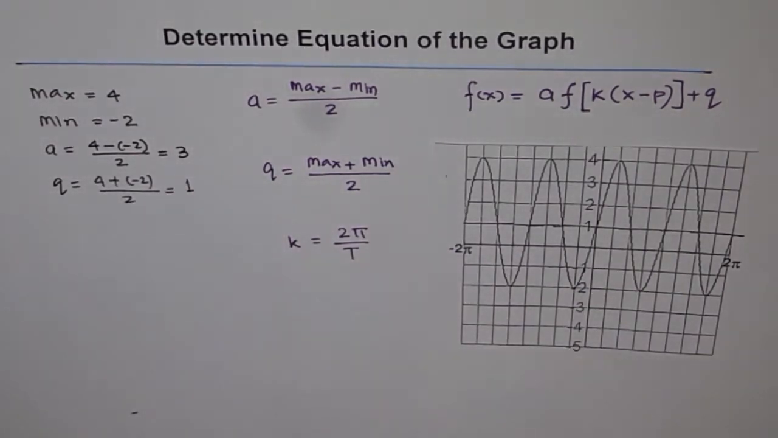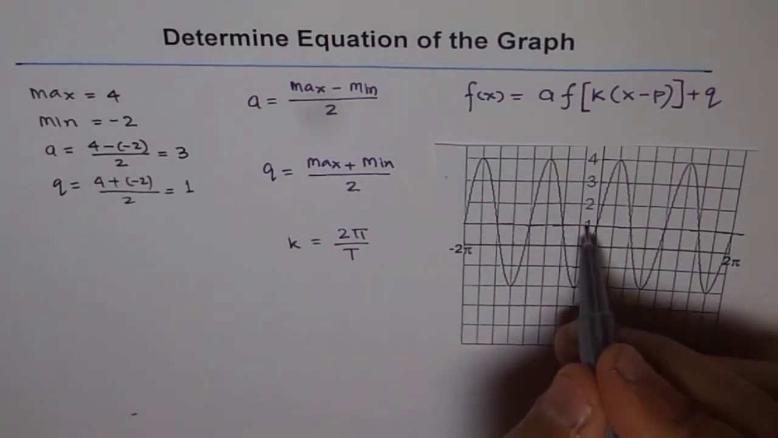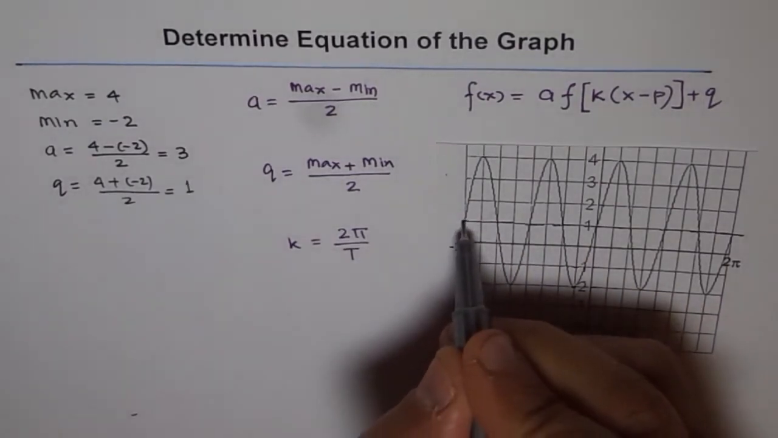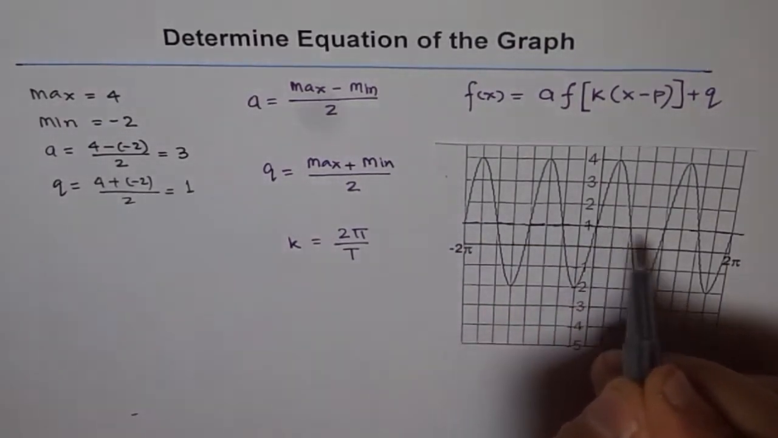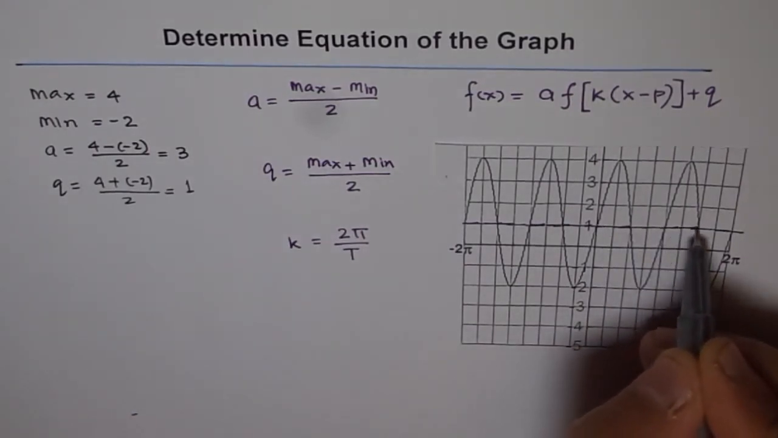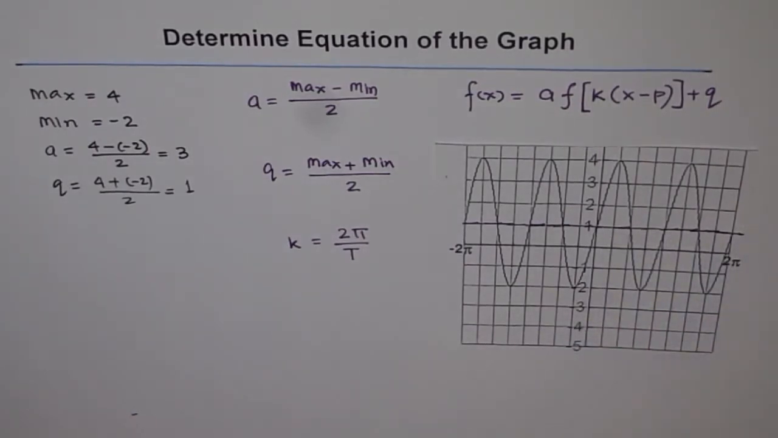At this stage, what we can do, and we should do, is draw our axis of symmetry. So at 1, we have the axis of symmetry. So let's draw it. It's a good idea to draw the axis of symmetry at this point. This gives us phase shift, right? We'll get into phase shift a bit later. First, let's figure out the time period.